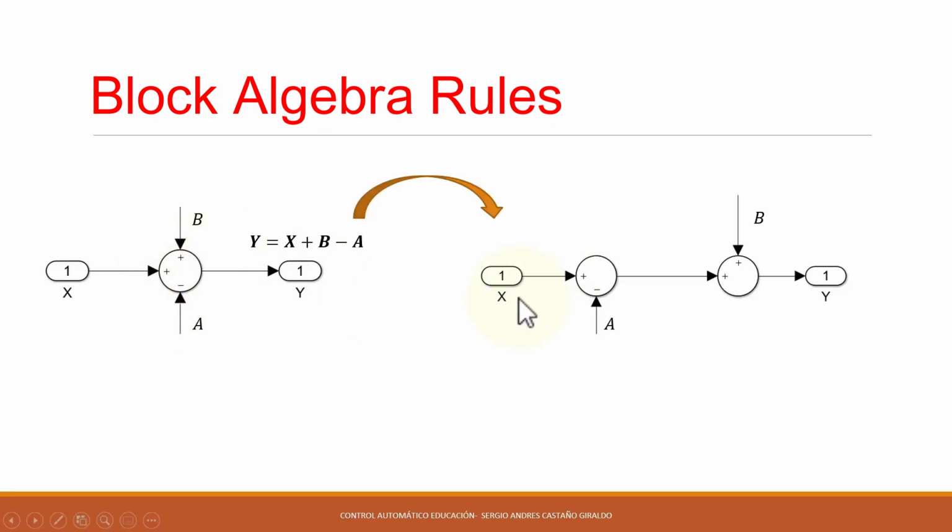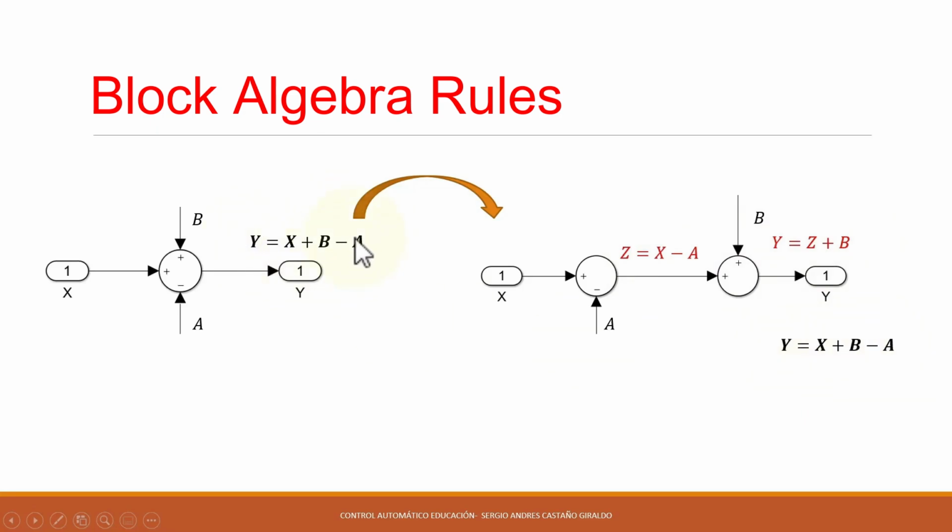So I can initially separate here a block that will be X minus A, and this will come out here. In this signal, Z is equal to X minus A, and Z will enter this other summing element. So here at the output, Y, I will have Z plus B. But we know that Z is equal to X minus A. If I substitute here, I will get that Y is equal to X plus B minus A, which is completely equivalent to the output we had here.